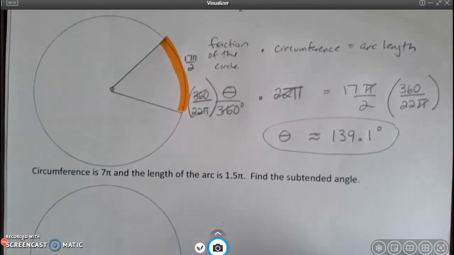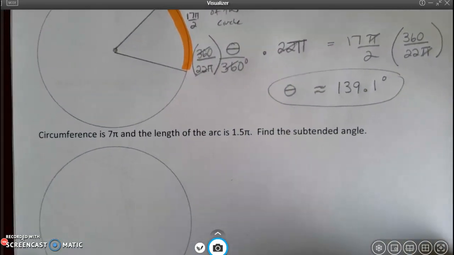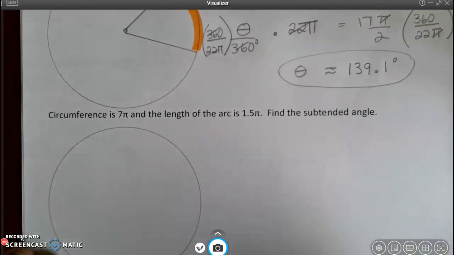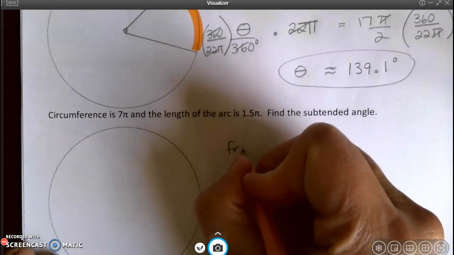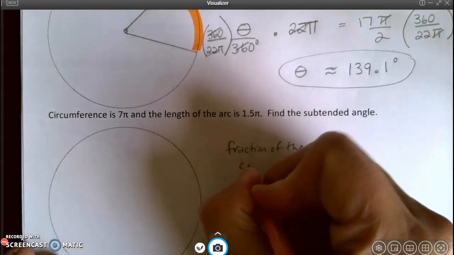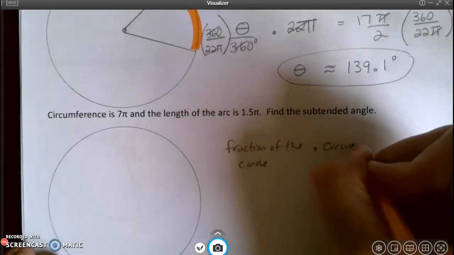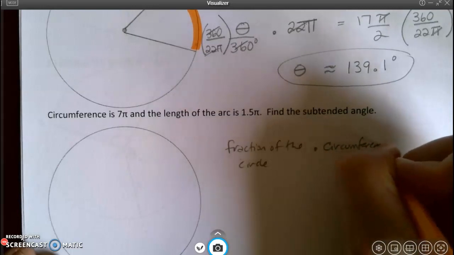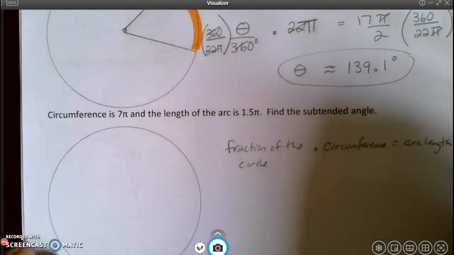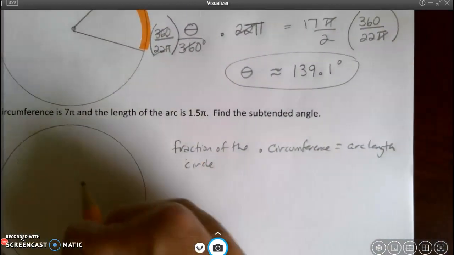All right, let's go to our next one. Circumference is 7 pi, and the length of the arc is 1.5 pi. Find the subtended angle. Again, I have my fraction of the circle times my circumference equals my arc length. My fraction of the circle, I don't know my angle.